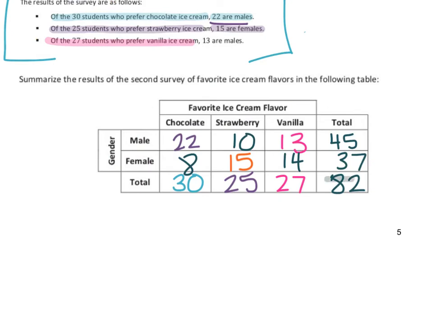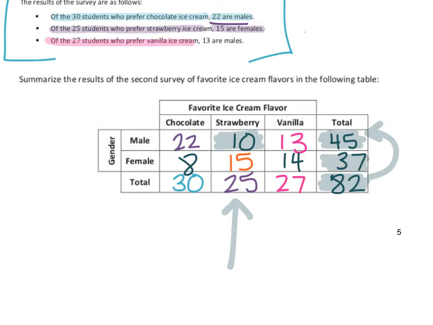So ultimately, I found the grand total of how many people were interviewed. And then once I knew 82 people were interviewed, I started to build out my other rows. So I was able to figure out that 10 people like strawberry based on this column, right? If 25 people were asked and 15 of them are female, the other 10 had to be male. Once I knew that this was 10, I knew that this total was 45. And then I was able to subtract the 82 minus 45 to know that 37 girls were surveyed.